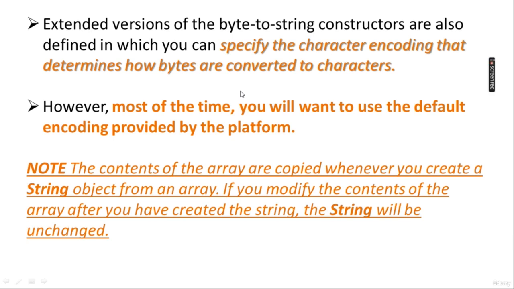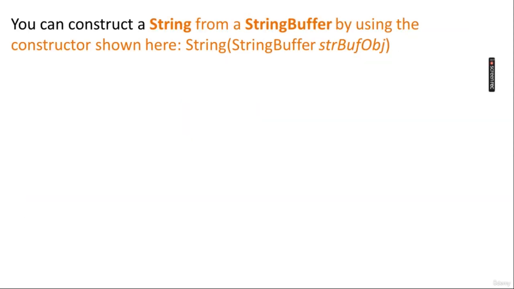The contents of the array are copied whenever you create a string object from the array. Whatever contents are present in the array are copied to the string object. If you modify the contents of the array after you have created a string, the string will be unchanged. So it is an exact copy, but it is not call by reference. It is a call by value. So whenever you modify the contents of the array, the original string will remain intact.